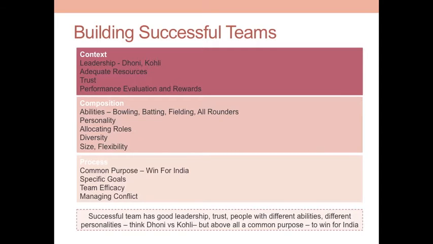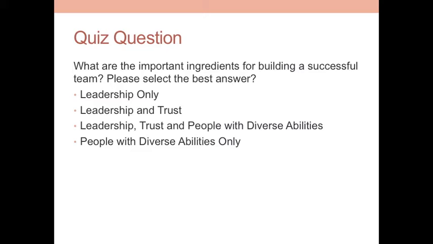So, the next quiz question is: what are the important ingredients for building a successful team? Please choose the best answer. And your options are leadership only, leadership and trust, leadership, trust, and people with diverse abilities, or people with diverse abilities only.